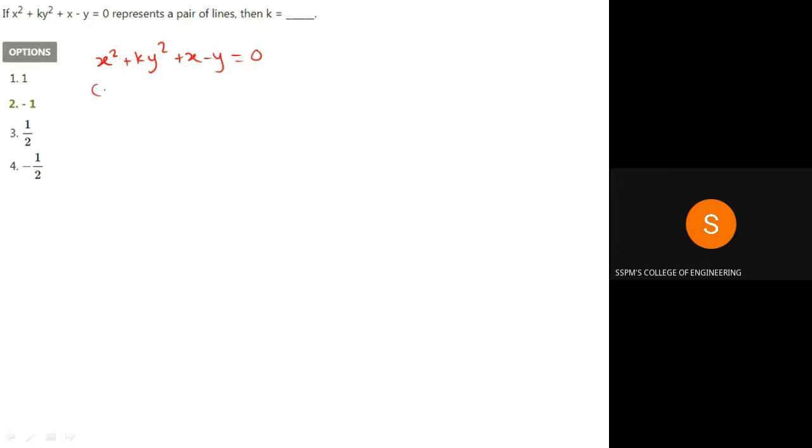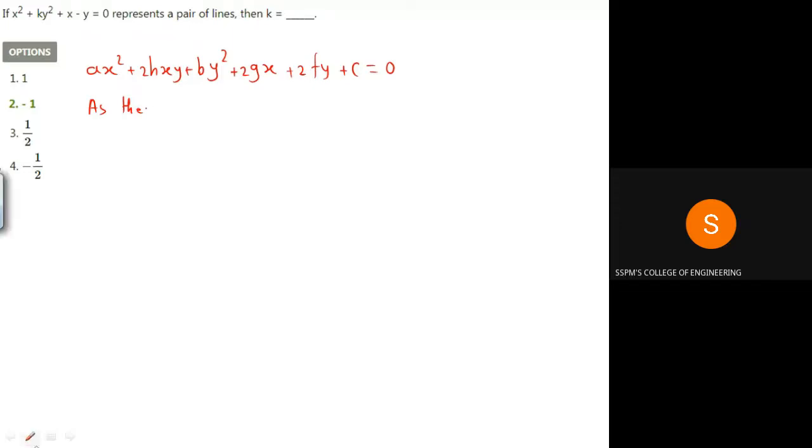What is the standard equation? We have to compare it with the standard form. What is the standard form? ax square plus 2hxy plus by square plus 2gx plus 2fy plus c is equal to 0. So ax square plus 2hxy plus by square plus 2gx plus 2fy plus c is equal to 0. As per the equation, first we will write the values a, b and h, all the values.